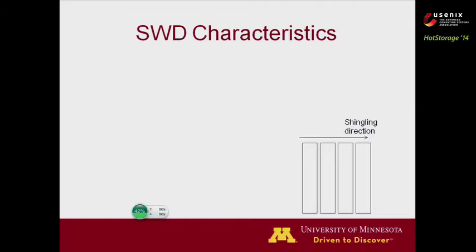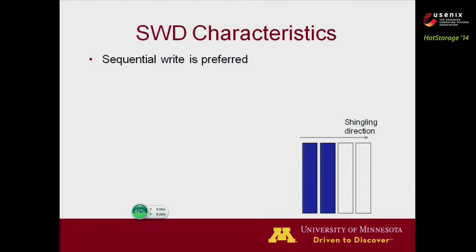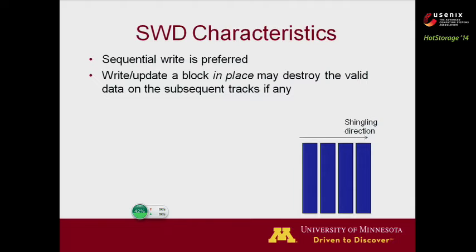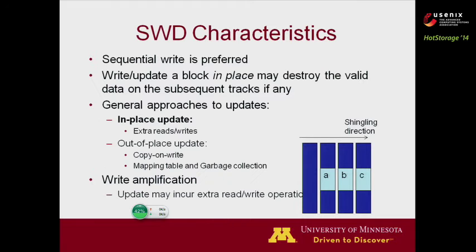The characteristic of SMR drives is that since we're shingling, all writes have to be sequential. This is how to do the sequential write: you complete the first chunk, then the second, the third, the fourth, and so on. If you do a modification in the middle, or in place, that will destroy the valid data in the following chunks. Say if we're going to update a piece of data in the second chunk, then it's going to affect the following chunks, B and C, if B and C are present there.